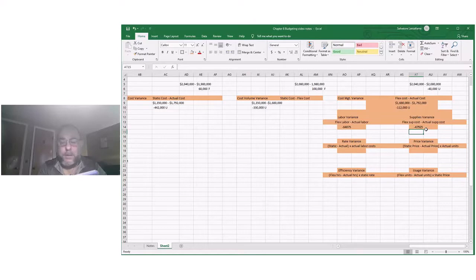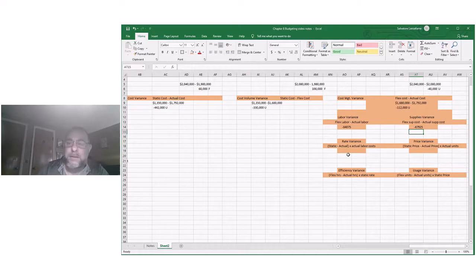64,075 plus 47,925. Yeah, that's my 112. So I got that by taking my flex labor minus my actual labor, and my supplies variance, my flex supplies cost minus my actual supplies cost. Okay.